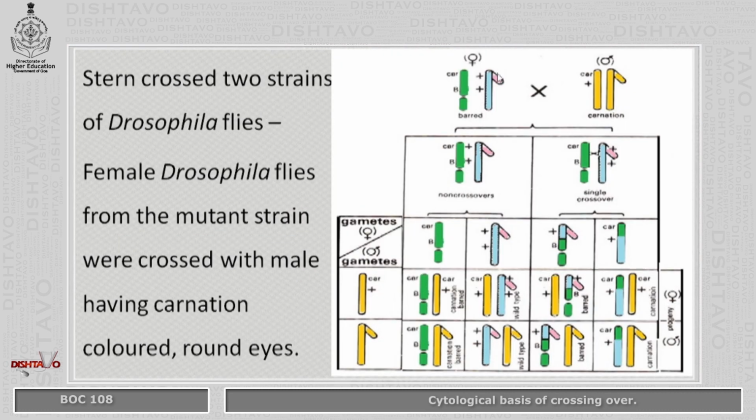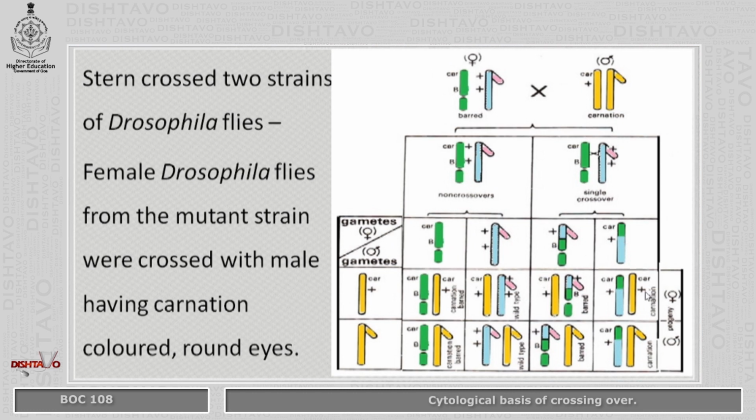Stern crossed the female flies of this mutant strain with normal male flies having carnation eye color. The barred female fly produced gametes which were of two types, that is, non-crossover gametes, which were of two types, and single crossover gametes, which were of another two types.